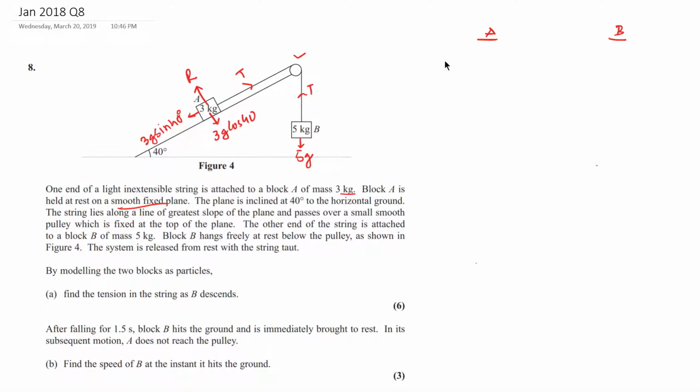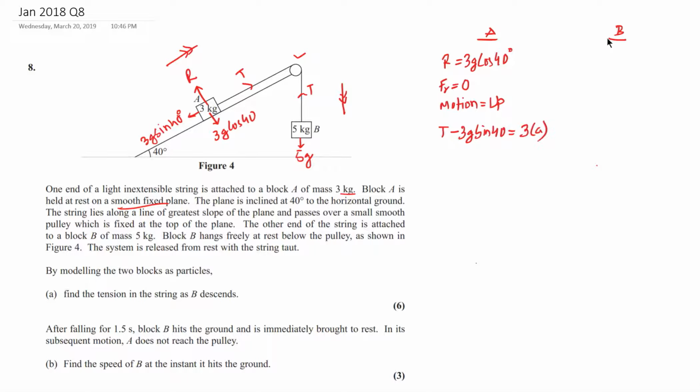For A, R is equal to 3g cos 40. We don't need the second step because it is a smooth plane, so the friction will be 0. We can see that the motion for B will be downward, therefore the motion for A will be upward. So considering the motion of A, it will be up the plane, therefore the equation will be up minus down equals ma. So T minus 3g sin 40 is equal to ma, 3 multiplied by a.